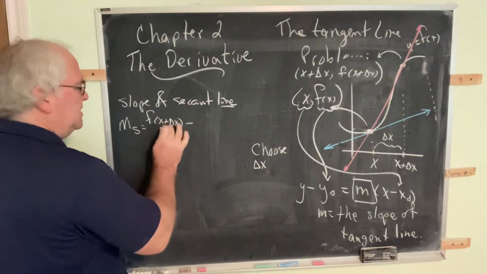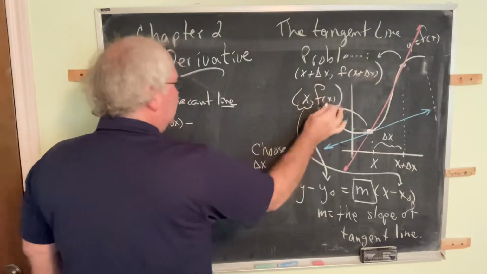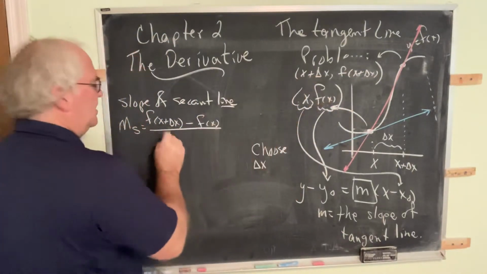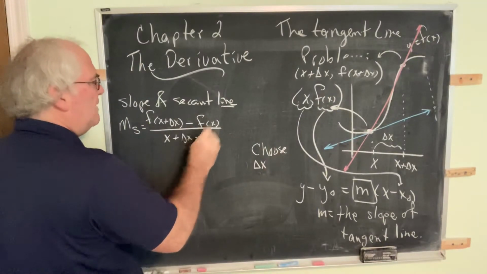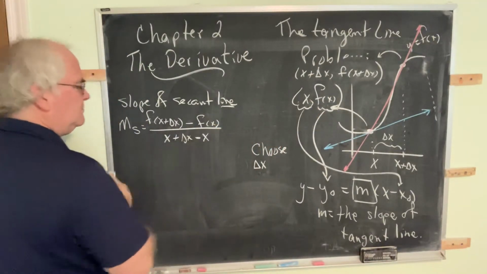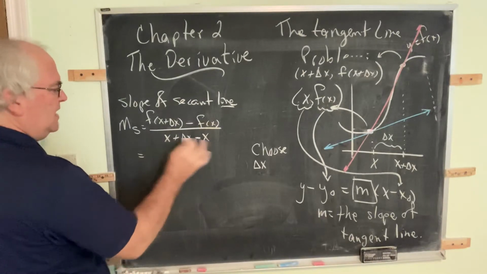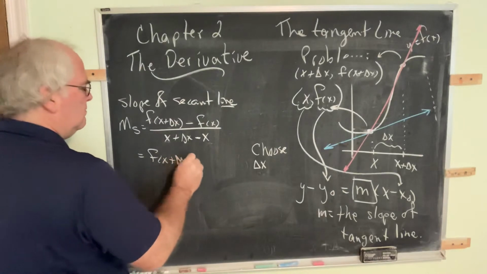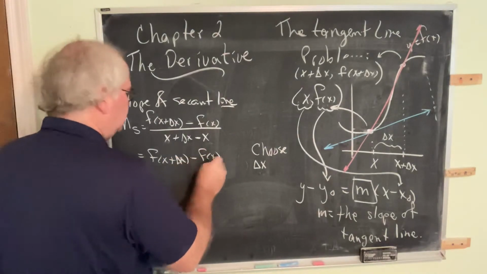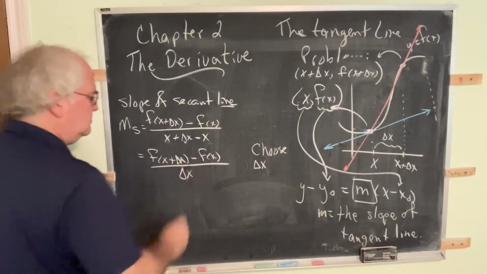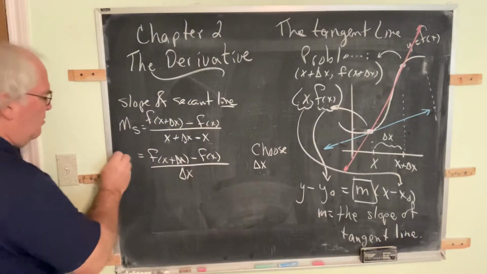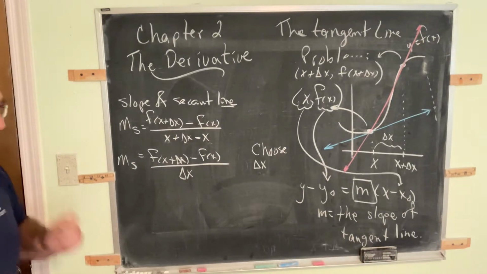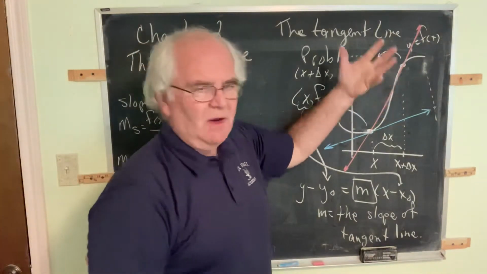Function value, this is the y coordinate here minus the y coordinate here, divided by x coordinate here minus x coordinate here. And I'm going to simplify that because these x's drop out in the denominator. And so this is the slope of the secant line. And what we can say is this. The slope of this, you're thinking, well, why does this help?